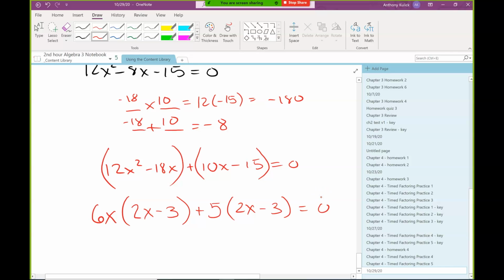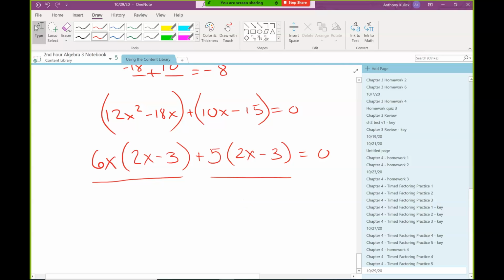Everybody so far so good? Is this kind of ringing a bell? I know it's been a minute since we've done one of these. That's part of the reason why I want to make sure we do a couple before we go. Now if I look at this as two separate things, what's in common with each of these things? The 2x minus 3 part. When I factor that off, what's left? 6x plus 5.